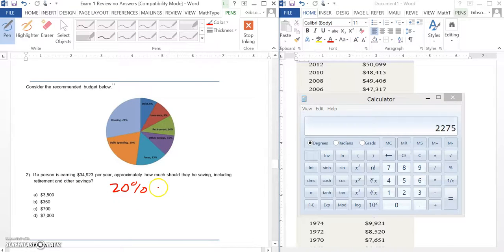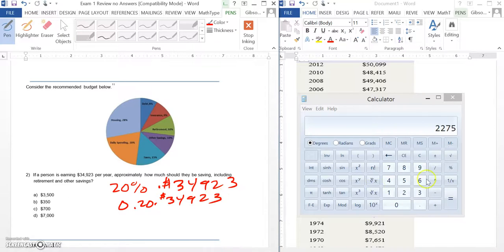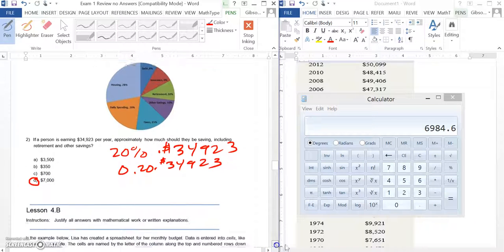So we would take that 20% and multiply by the $34,923. So that'll give us 0.20 times $34,923. And that will give us $6,984.60. So we are going to approximate. So our answer would be D, which would be 7,000, which is a good approximation.